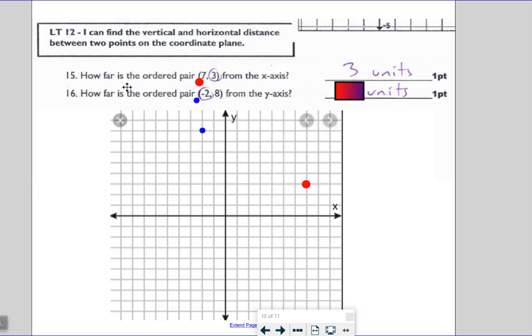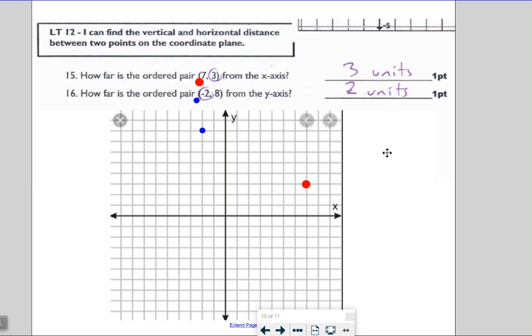Same thing's going on here. How far is the ordered pair negative 2, 8 from the y-axis? Well, negative 2, 8 would be up here. They want me to figure out how far we are from the y-axis. Well, that's this one right here. I just have to go 2 spaces to the right. Again, that's kind of like this one. This is 2 spaces this way from the axis. So we kind of just want to get back to it, which is why our answer here is 2 units.